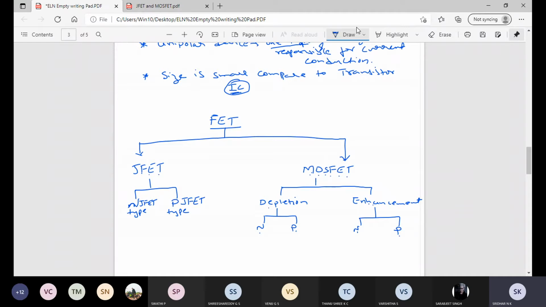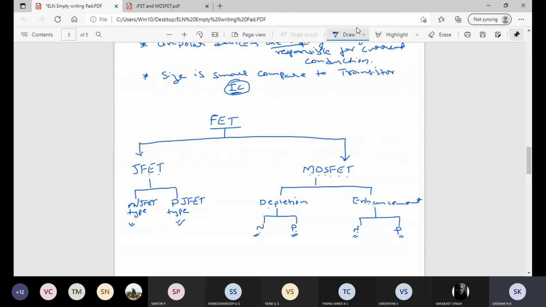So totally there are six types of FETs. One is N channel JFET, P channel JFET, N channel depletion MOSFET, P channel depletion type MOSFET, N channel enhancement type MOSFET and P channel enhancement type MOSFET. So totally there are six types of FETs that we are going to study in this module. So this completes the FET part, that is the first portion.